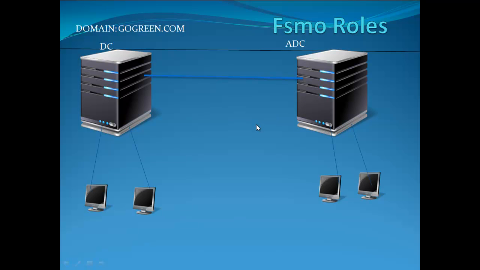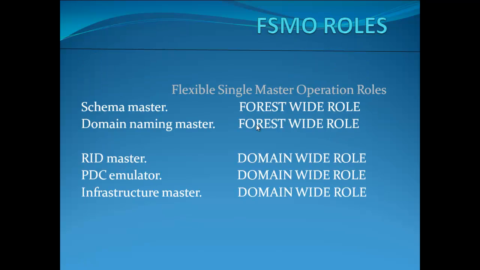So let's see what those roles are. There are 5 FSMO roles, that is, Flexible Single Master Operation roles. The first one is Schema Master, which is a forest wide role. Another is Domain Naming Master, which is also forest wide. The third is RID Master, a domain wide role. Then PDC Emulator, a domain wide role, and Infrastructure Master, a domain wide role. So let's see what forest wide and domain wide mean.